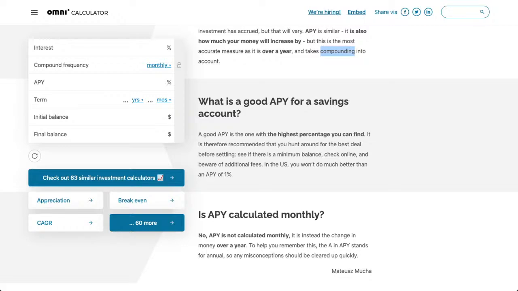What is a good APY for a savings account? A good APY is the highest percentage you can find. It is therefore recommended that you hunt around for the best deal before settling. Check the minimum balance, check online, and be aware of additional fees. So that's really important to remember. In the United States, you won't do much better than an APY of 1%. But with certificates of deposit, you can do better, and obviously with Axion, you can do super better. So definitely one to check out, but we'll be looking at the Axion calculator in the next video.